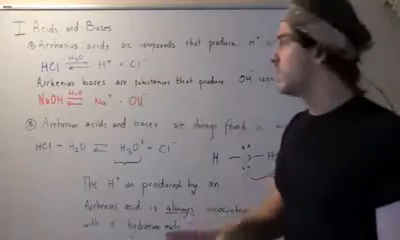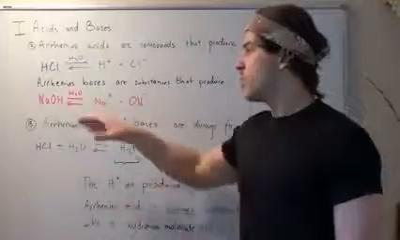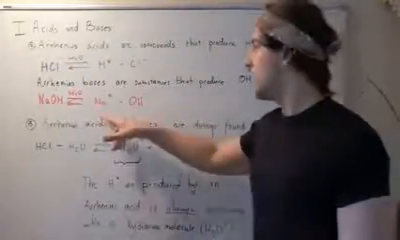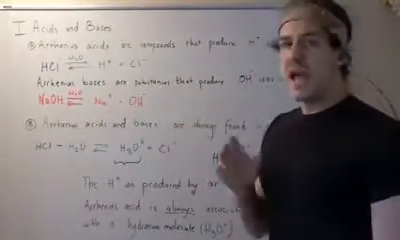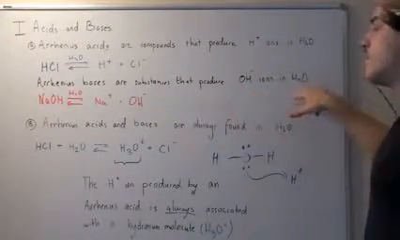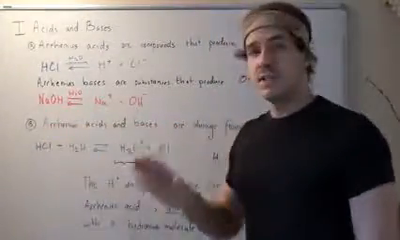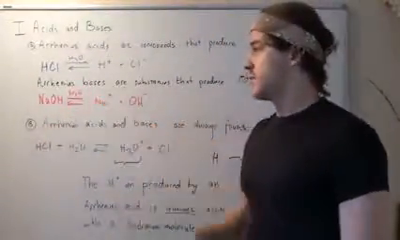Now, Arrhenius bases are those substances that increase OH- concentration in water. So, for example, let's look at sodium hydroxide. Sodium hydroxide, when mixed with water, dissociates into sodium and an OH- ion. And that means it increases the concentration of OH- ions found in water. Therefore, by definition, it must be an Arrhenius base.